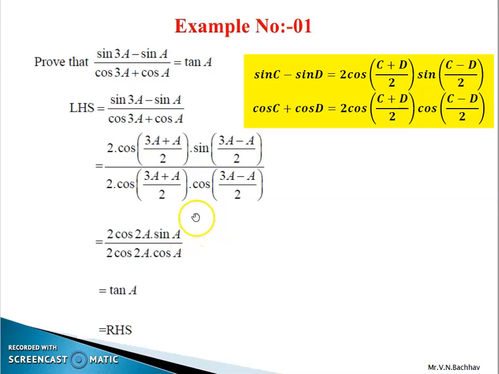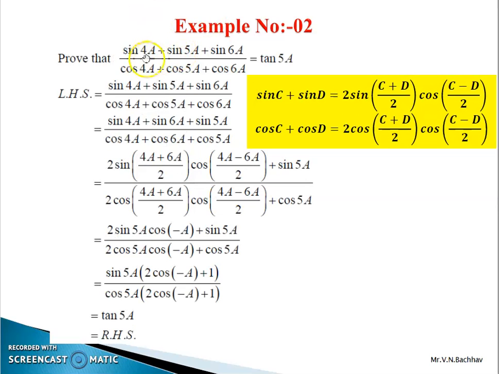Then we check the terms. Here 2 get cancelled. Cos of 2a and cos of 2a get cancelled. Then sin a upon cos a, which is the value of tan a. Hence we get the RHS.